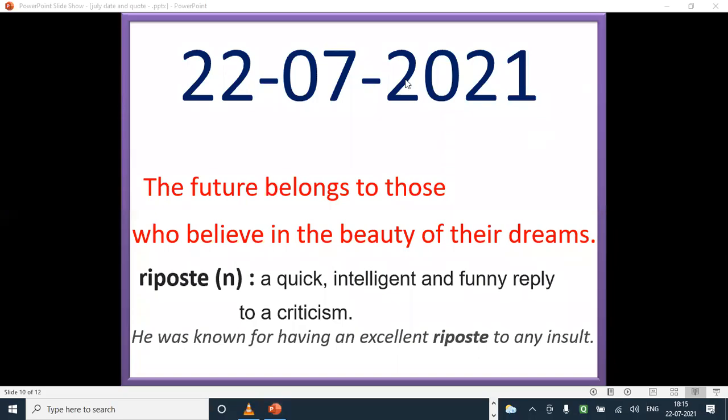Good evening. Today's quote is: the future belongs to those who believe in the beauty of their dreams. The future belongs to those who believe in the beauty of their dreams.